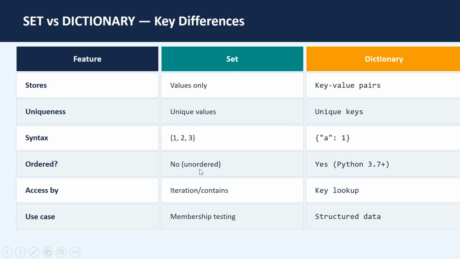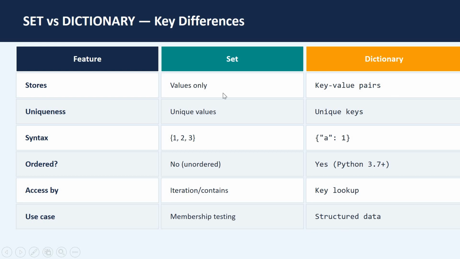Ordered: set is no, unordered, and dictionary is yes, from Python 3.7 onwards, and before 3.7 it was unordered, right? So from Python 3.7 onwards dictionary is ordered, but set is unordered. Access by: iteration or contents. These are the two ways we can iterate and access the values, and here we use key lookup. Key lookup means using the hashing technique, it is going to retrieve the element. Use case: membership testing, and structured data.